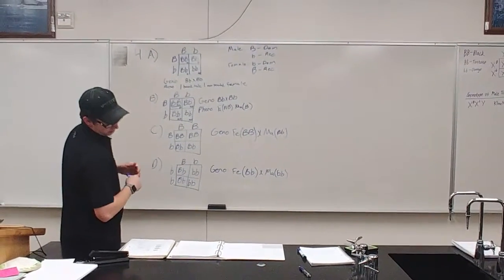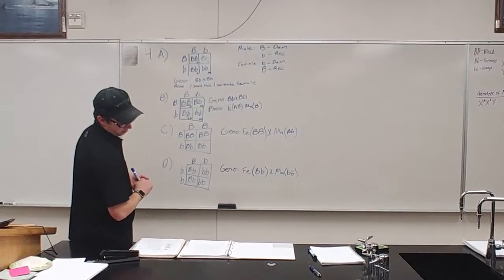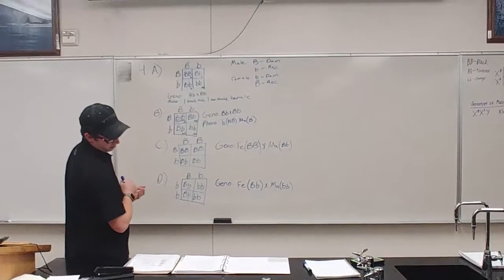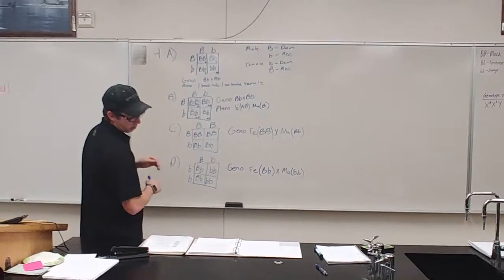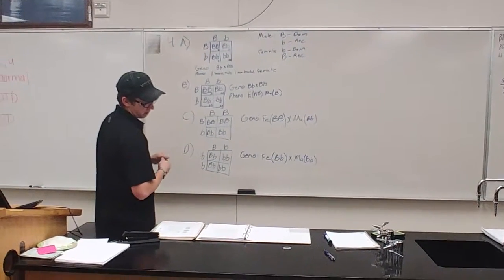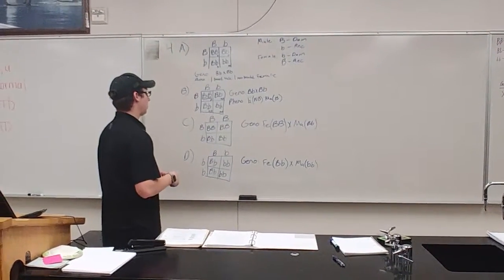For C, it says suppose a cross between a male with a beard and a female without a beard produces a 1 beard to 1 no beard phenotype ratio among female offspring. What are the genotypes of the parents?